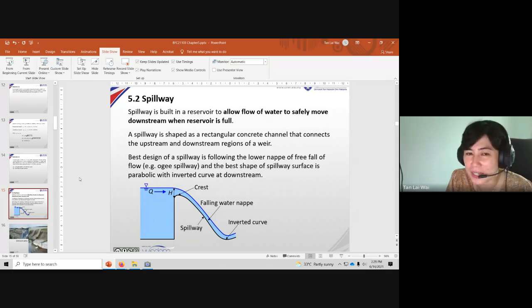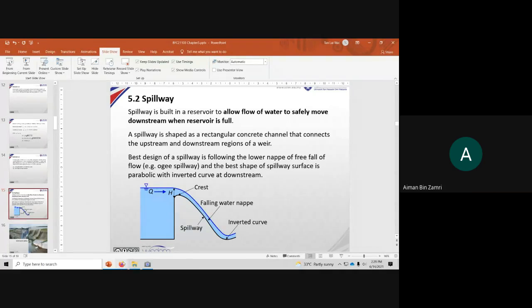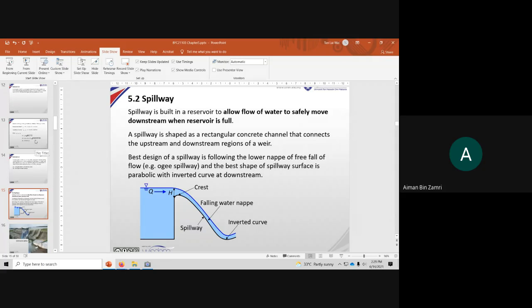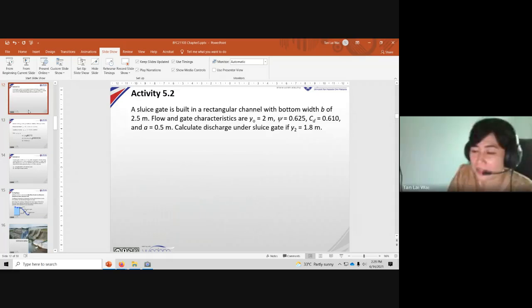Ada soalan tak mengenai itu? Ya, saya. Yang tadi doktor tanya tu kan? Ya. Dominan tak dominan tu apa maksud doktor? Bukan dia dah formula y0 tolak y1?